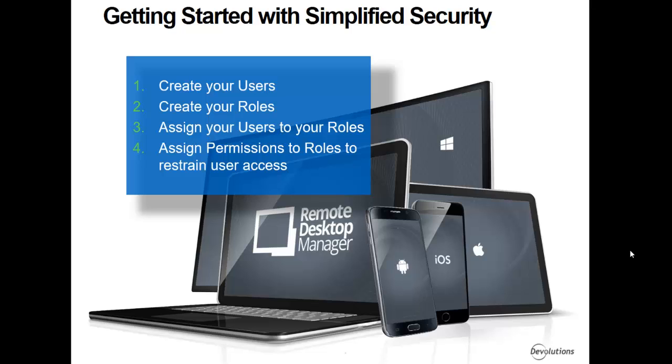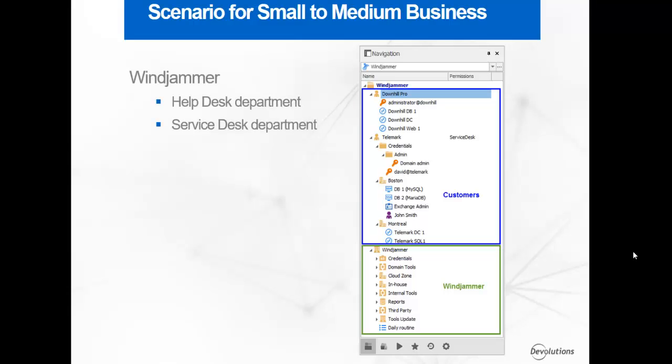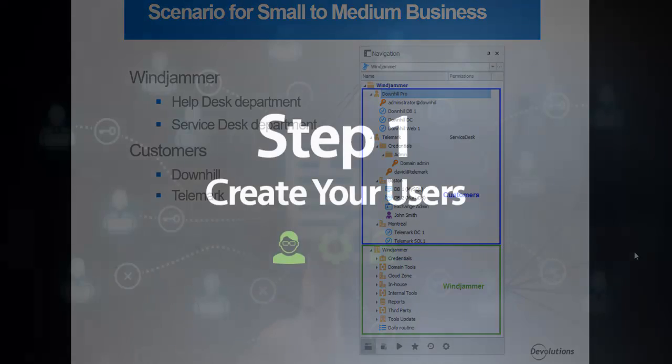I know this might sound a bit confusing, so how about we give you a clear example of a security structure that would be relevant for a small to medium business. So our fictional company, Windjammer, has a help desk and a service desk department. They also have two customers, Downhill Pro and Telemark.